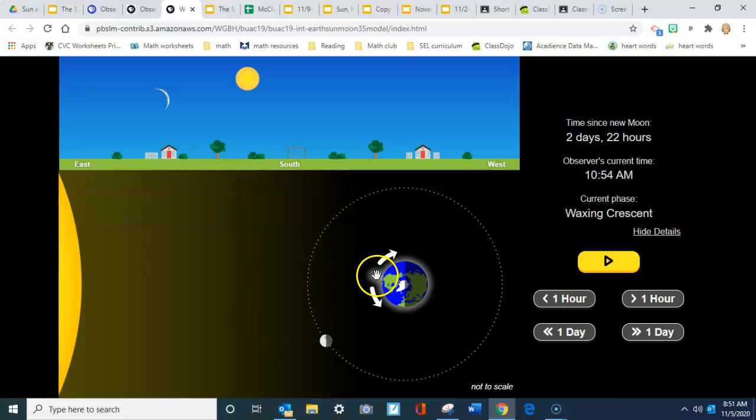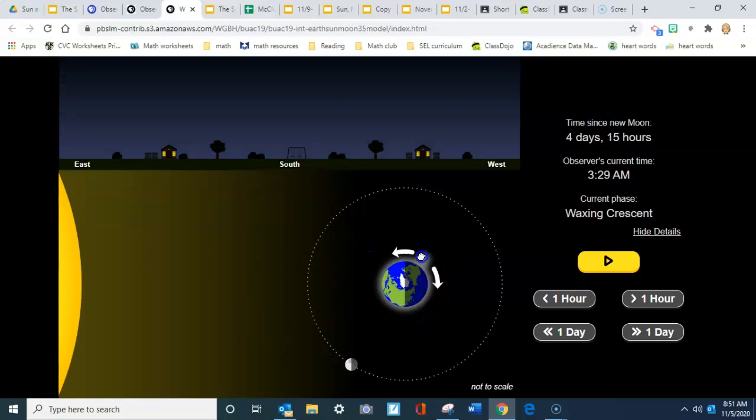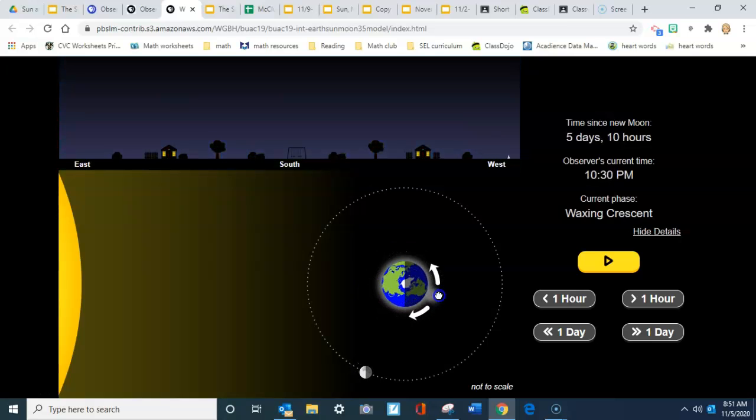The moon is changing its position to the sun, because the moon is doing what we call revolving. The moon revolves around the Earth. See this circle pattern that's going around the Earth? This is the moon's orbit. And that means it is the path that the moon takes to revolve around the Earth.